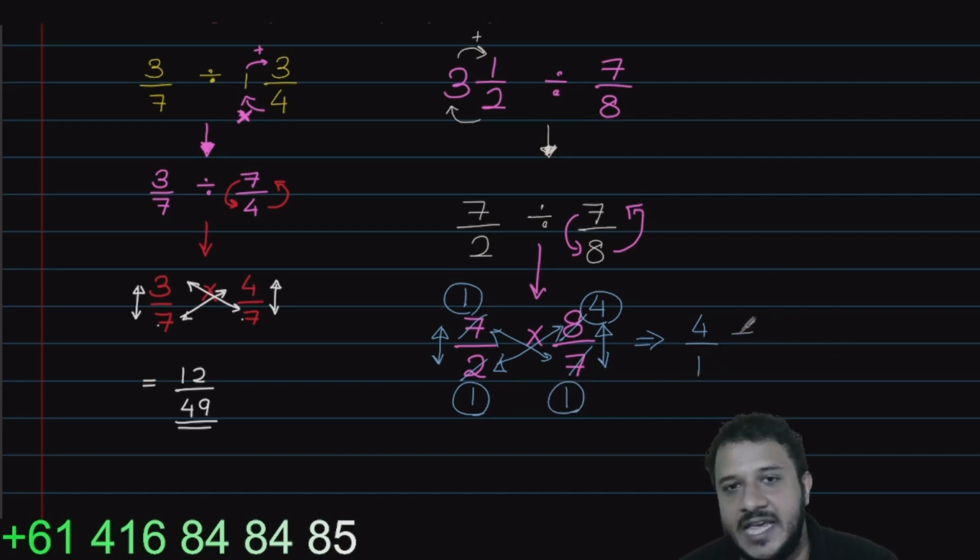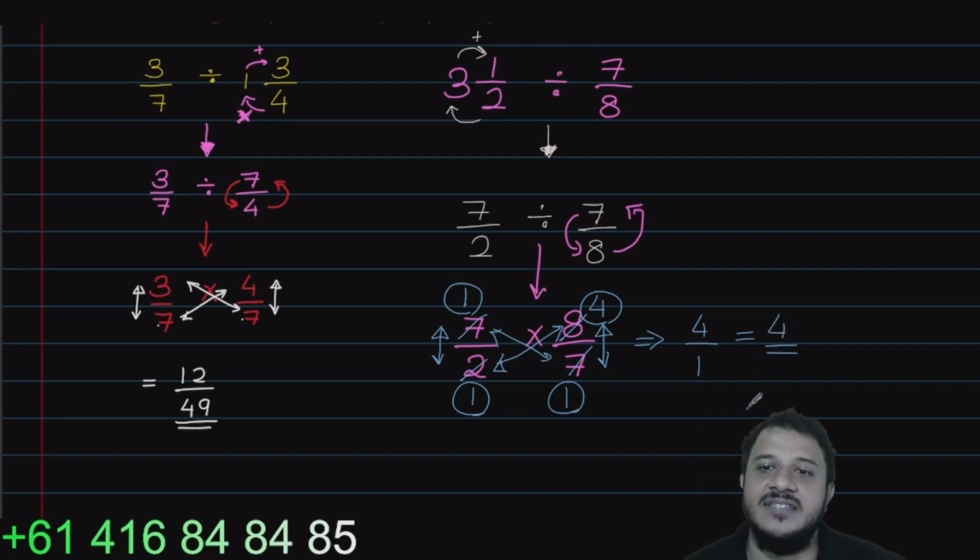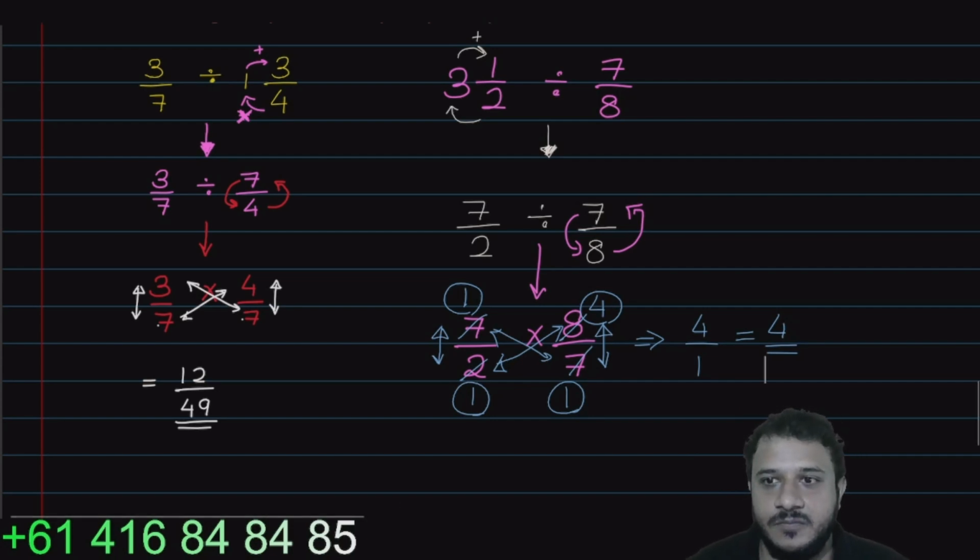But I told you all, anything over 1 is itself. So 4 over 1 is just a 4 by itself. So the answer is just a 4. Got it, everybody? No problems?